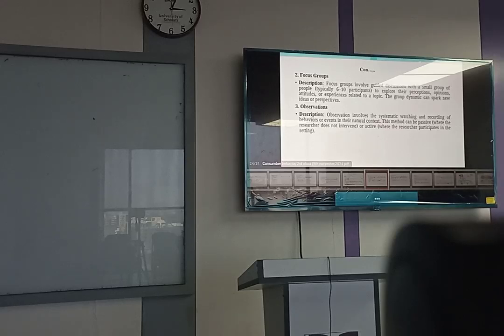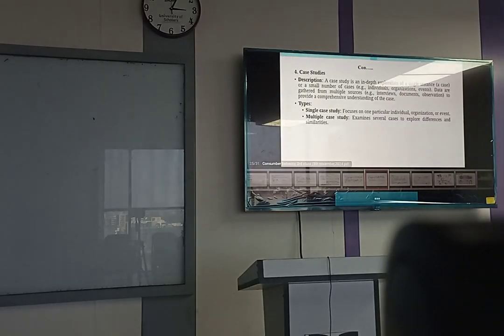Observation. Observation involves the systematic watching and recording of behavior or events in the natural context. You observe the thing. This method can be passive, where the researcher does not intervene, or active, where the researcher participates in the setting. So in this phase, the researcher only observes the whole thing. When he talks or when he sees something, he does the observation.